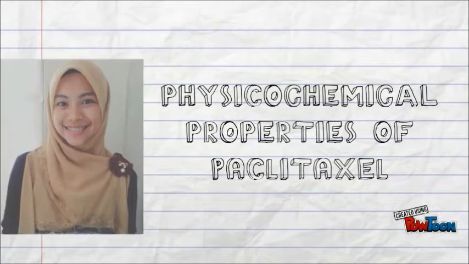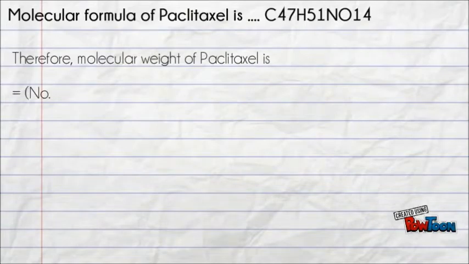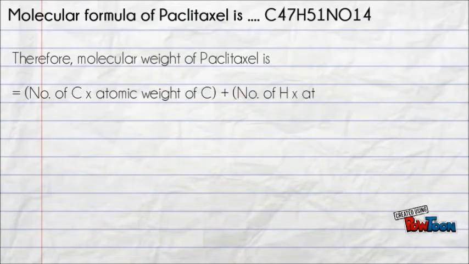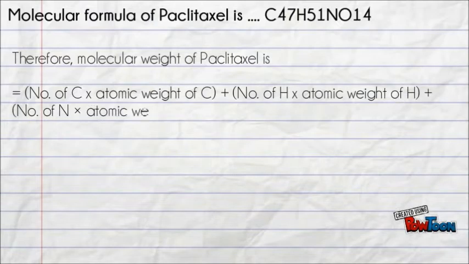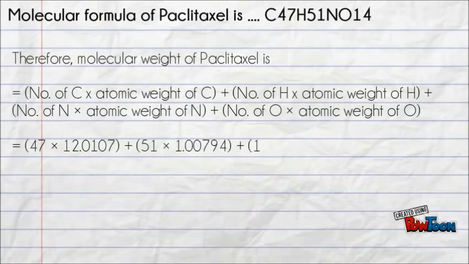The molecular formula of paclitaxel is C47H51NO14. Based on the calculation, the molecular weight is 853.9061 gram per mole.